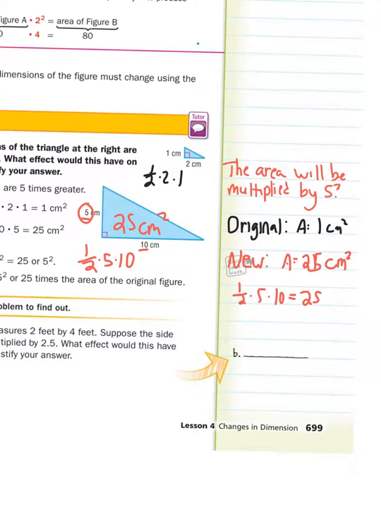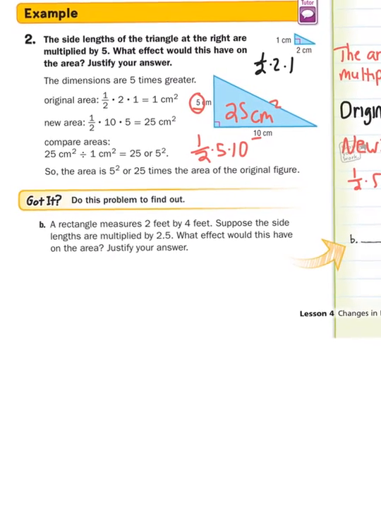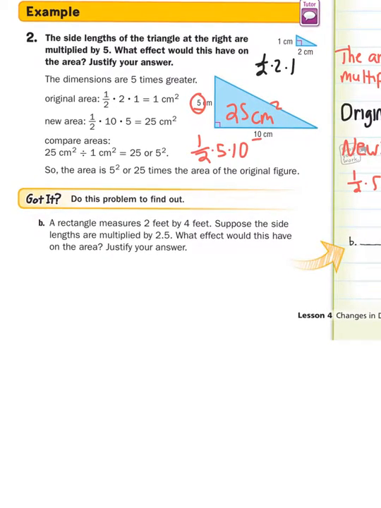So let's go down, and I'm going to set you up for this one. I'm going to have you pause in between to write down what you think. The question says, a rectangle measures 2 feet by 4 feet. Now, I'm actually going to draw that because I need to see it. And I should turn on the pen first. So I have a rectangle. It's 2 feet by 4 feet. Now it says, suppose the side lengths are multiplied by 2.5. What effect would this have on the area?